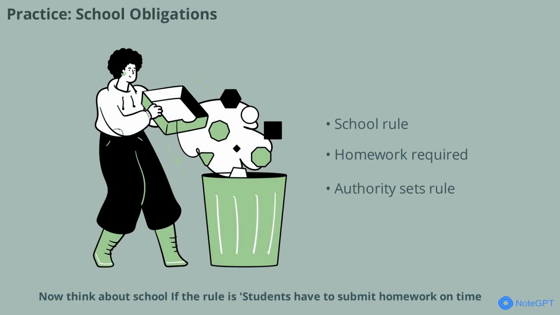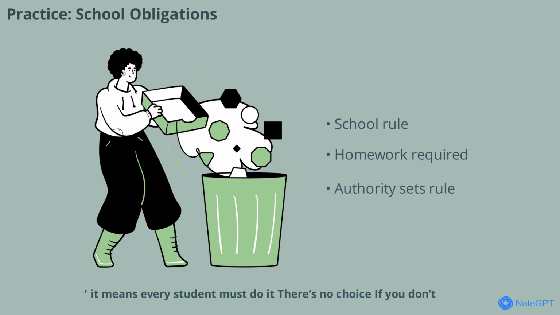Now think about school. If the rule is students have to submit homework on time, it means every student must do it. There's no choice. If you don't, you might get a lower grade. This is another example of have to for obligations set by an authority.